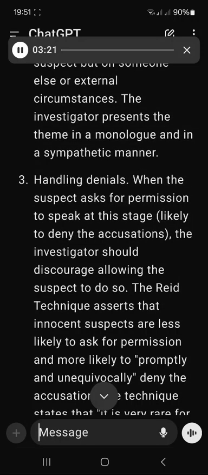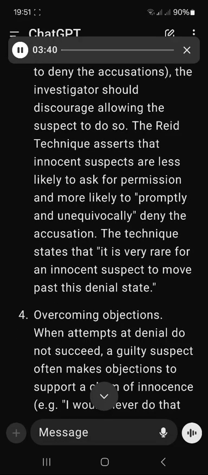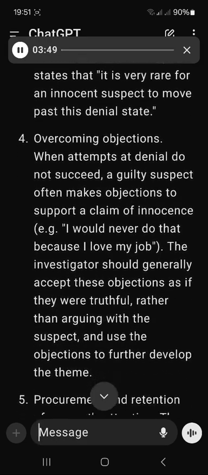3. Handling denials. When the suspect asks for permission to speak at this stage, likely to deny the accusations, the investigator should discourage allowing the suspect to do so. The Reid technique asserts that innocent suspects are less likely to ask for permission and more likely to promptly and unequivocally deny the accusation. The technique states that it is very rare for an innocent suspect to move past this denial stage.